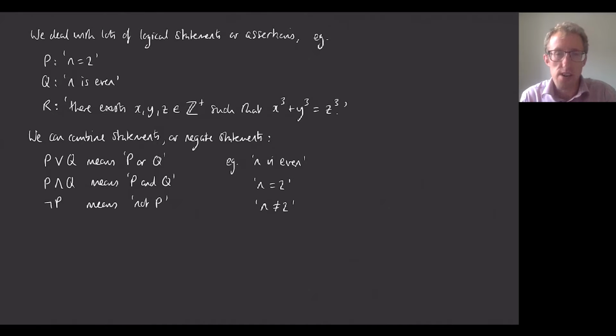So personally, I don't really like these symbols. I just write out or, and not. But you will see these symbols getting used sometimes. And there is a completely direct analogy between or, and, not, and the set union, intersection, and complement that we were talking about in the last lecture.